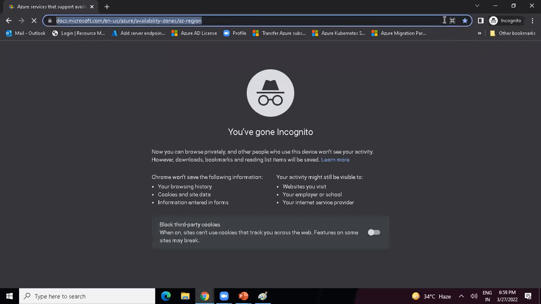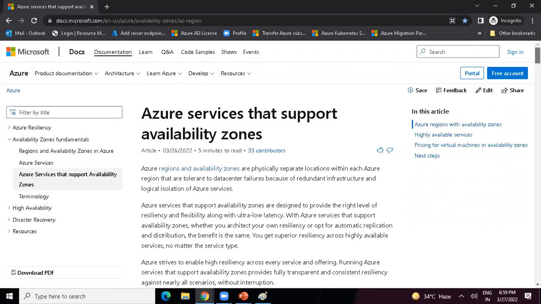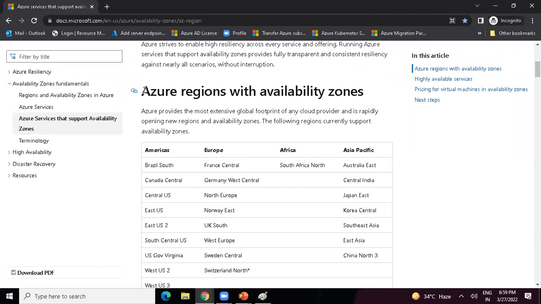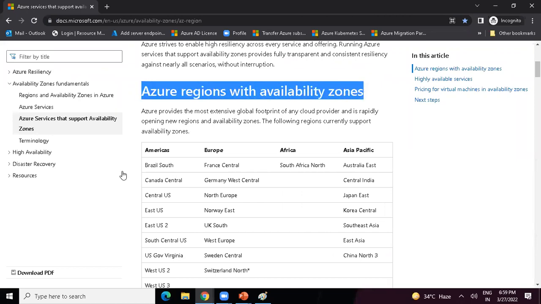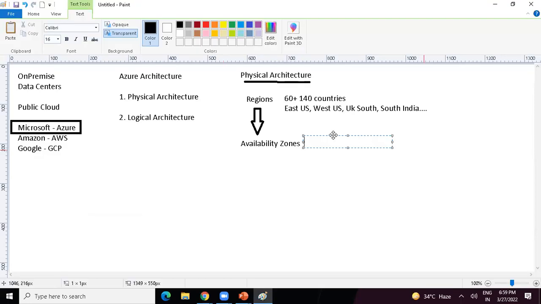The question that may come to your mind is, how will we come to know which region contains availability zones? We have Microsoft documentation which clearly says which regions contain availability zones. I'm sharing this URL in the chat window as well. We can refer to this website and easily figure out which region contains availability zones and which does not. So out of 60 plus regions, only approximately 20 regions contain availability zones.